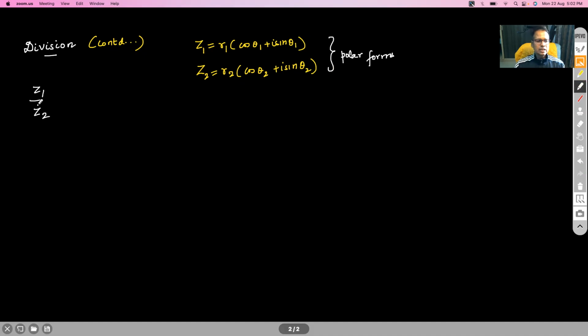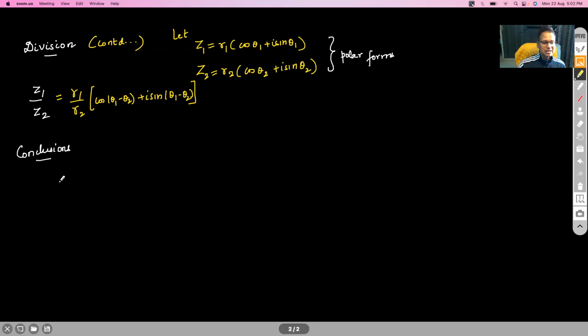Okay. Now, when you do this operation Z1 by Z2, what does it become? It becomes R1 divided by R2. Can somebody complete it? R1 divided by R2. What should I write? Cos of? Right. Theta 1 minus theta 2 plus i sin (theta 1 minus theta 2). Absolutely right. Okay. So this is what we had learned, and we had also quickly drawn two conclusions out of it. And what were the conclusions?